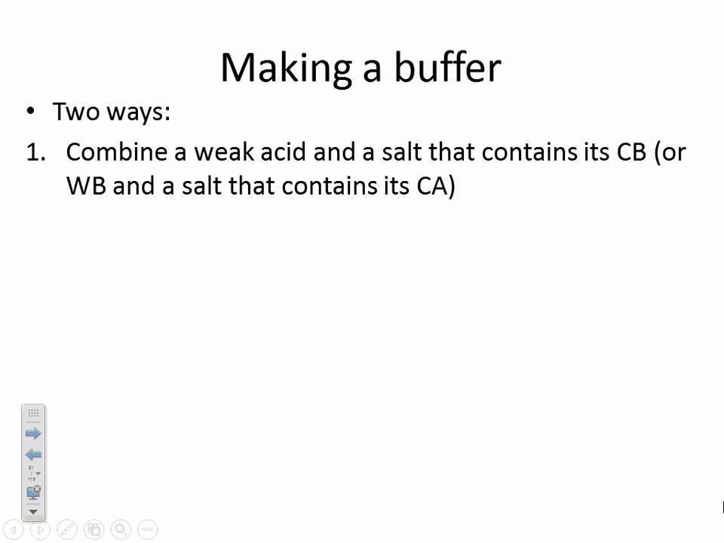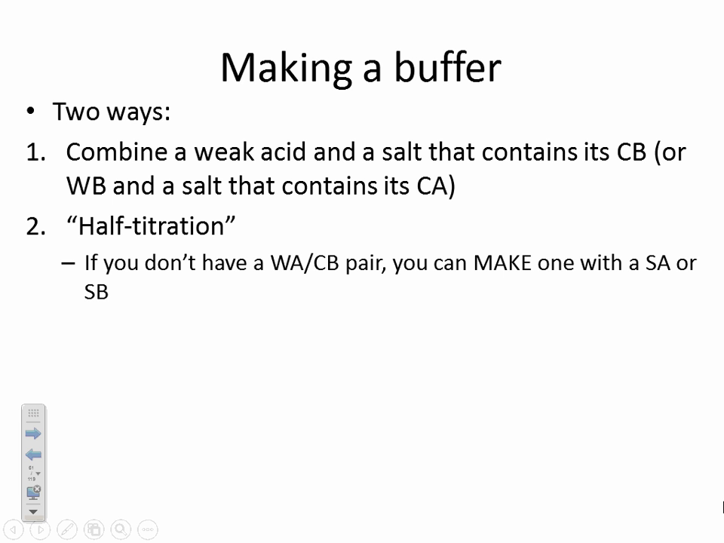Making a buffer. How do you make a buffer? There are two ways. There's the easy way, and then there's the slightly more complicated way. The easy way is very simply, let's take a weak acid and its conjugate base and put them in the same beaker. That's the easy way to make a buffer, because that's kind of like the duh. If a buffer needs two components, then why don't we just put those two components in the same beaker and then you have a buffer.